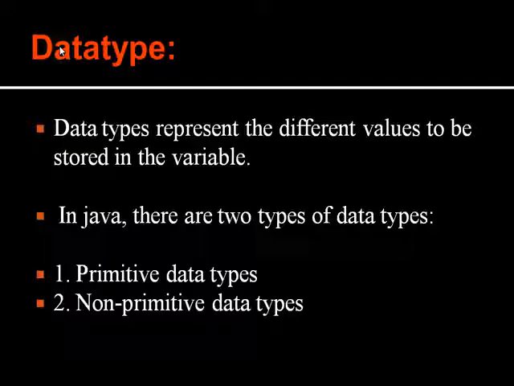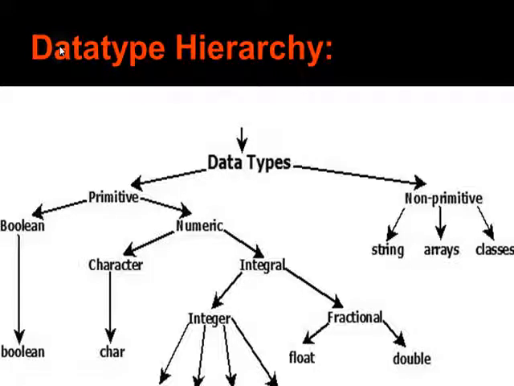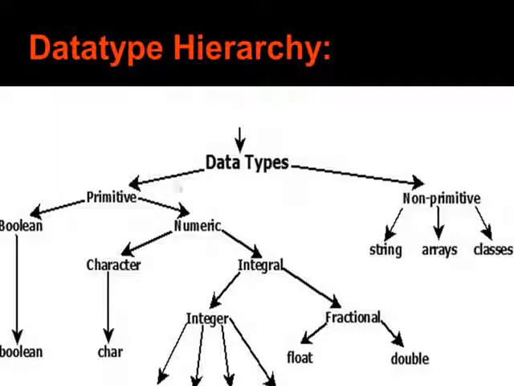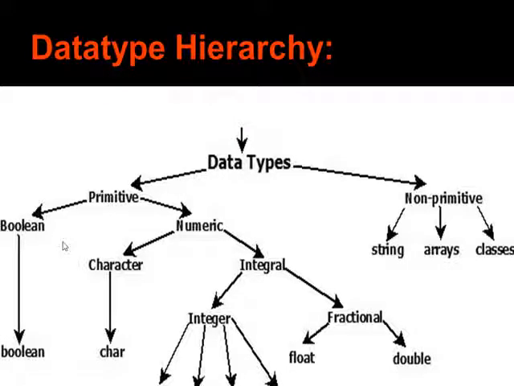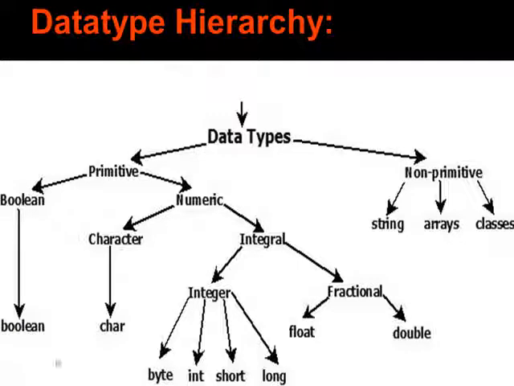Now let's see the data type hierarchy so that you will get some idea about data types. Here on the screen you can see the data type hierarchy. Mainly it is categorized into two types, that is primitive and non-primitive. Primitive data types are again categorized into a number of subcategories, like here you can see boolean and numeric. The boolean category has one data type called boolean. This boolean data type is going to store the value either true or false. Except these two, it is not going to accept any other.